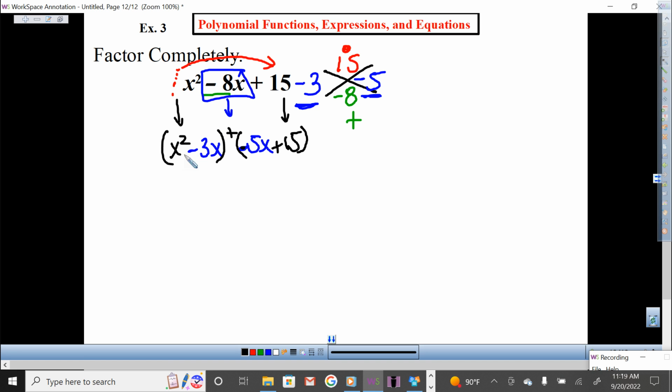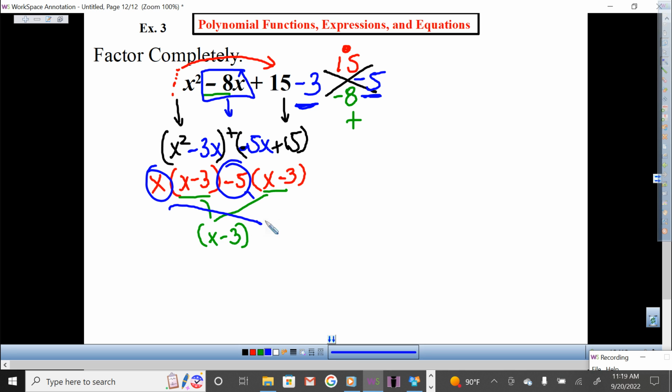So, GCF for the first 2 terms. X, and we're left with x minus 3. GCF for the second 2 terms. 5, and this is a negative, so it's negative 5. That leaves us with x. 15 divided by negative 5 is negative 3. So, what's the same here and here? X minus 3, that's my first factor. What's left over? The x and the negative 5. And that's my other factor.